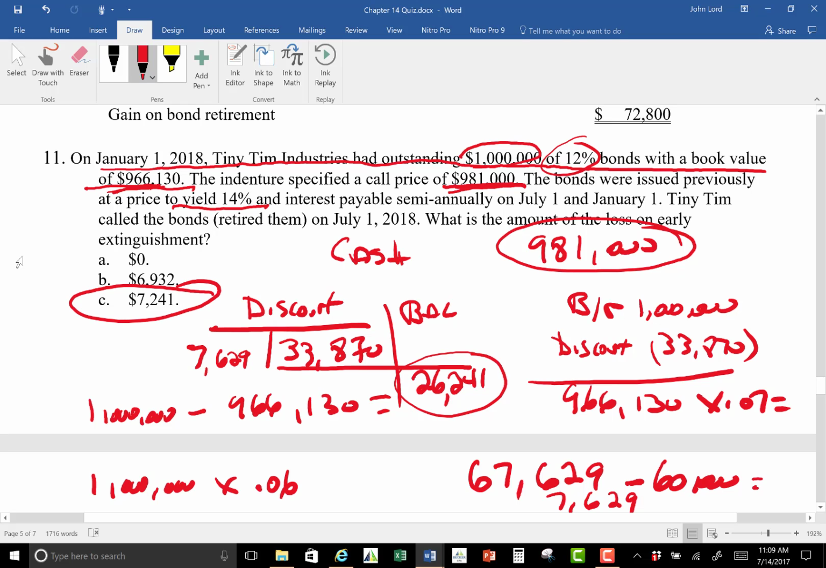Okay, now I went through this long process here to sort of show you how it would all work. We'd amortize the discount. Amortization of the discount would bring the discount down. That would bring the carrying value of the bond up, and that's what we had to get to, whatever its carrying value was at July 1st, when we were calling this bond.